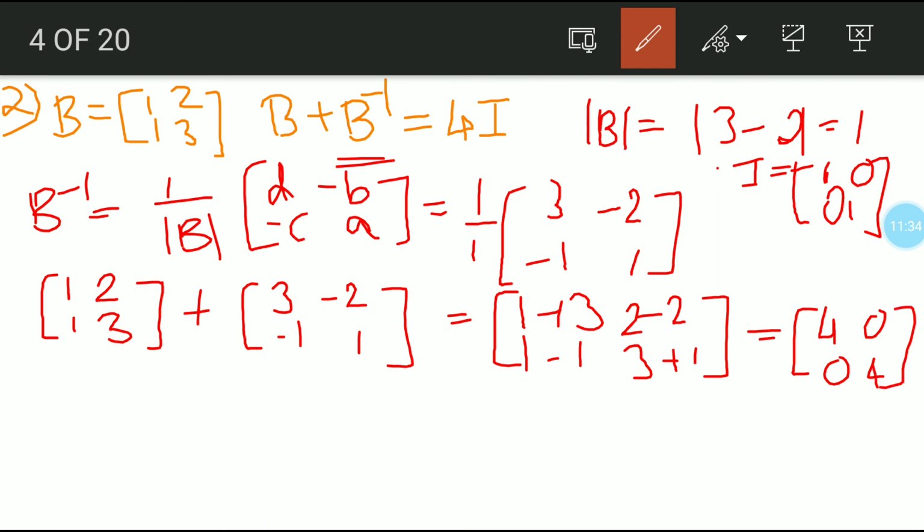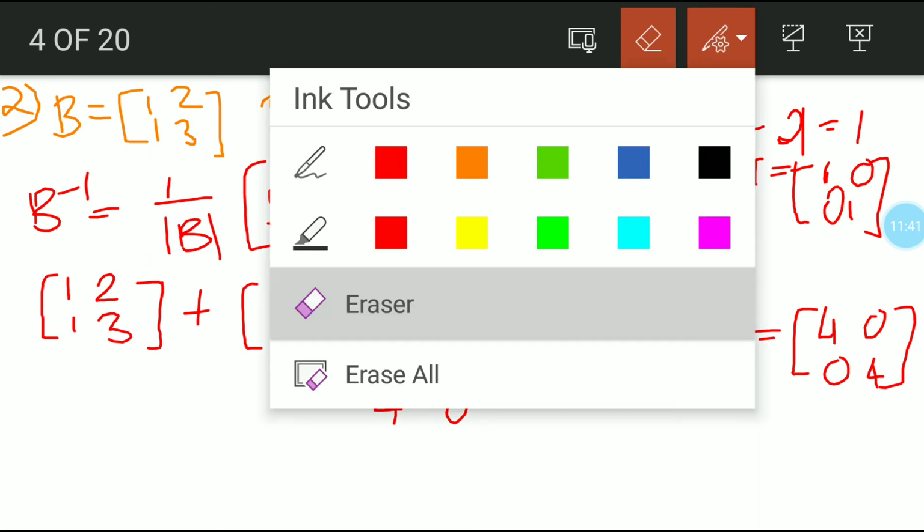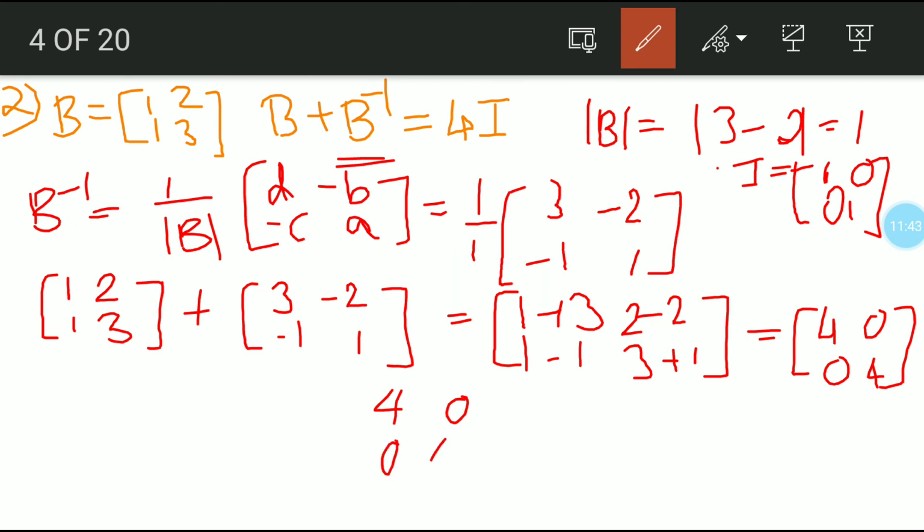So, as I just explained, it is 4 0 0 4. This is nothing but 4I. So hence it is proved.